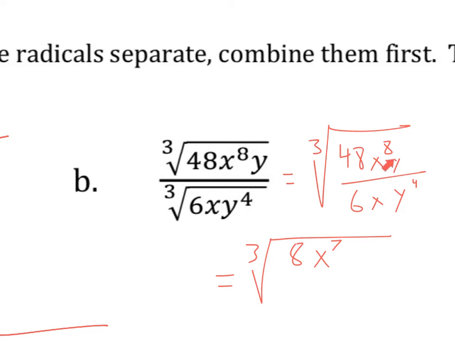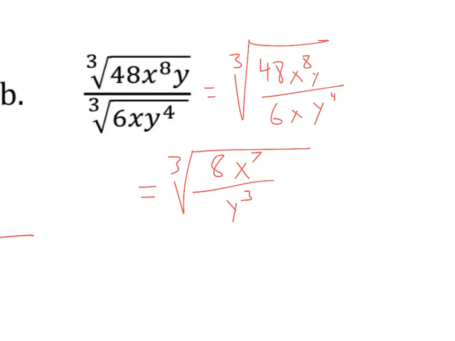Now, if we subtract here, y to the first minus y to the fourth, that becomes y to the negative third, or think of it as one of these y's is canceling with one of those, leaving y cubed on the bottom. Now we have to ask ourselves, well, first we've got to break it up, and then we'll ask ourselves what we can cube root. Cube root at the top, cube root at the bottom. So we're using this quotient rule twice. We'll put it together, and then we'll take it back apart.